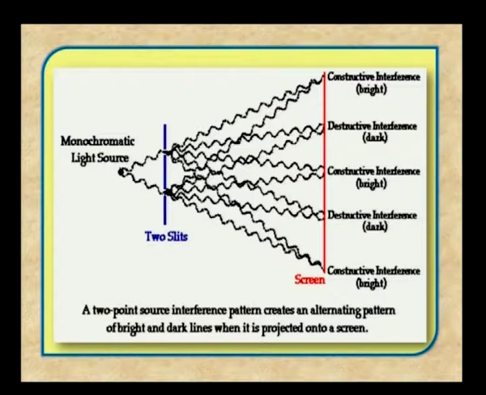Now, let me ask you a question. If you have got a source, a single source, a light bulb, whether a light bulb will be able to give the interference pattern, or can it be called a coherent source? What do we mean by coherent sources? Therefore, you can have a monochromatic light source at this point.